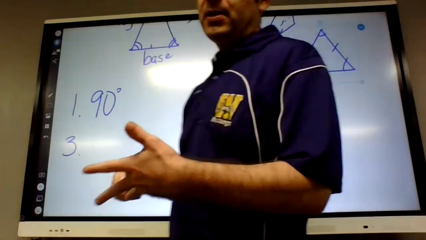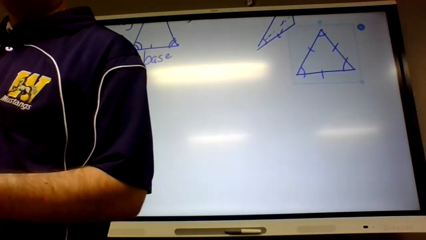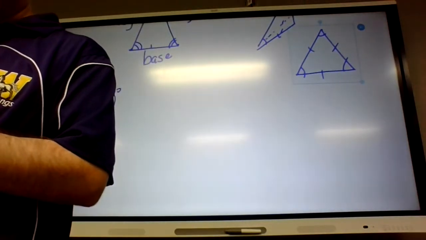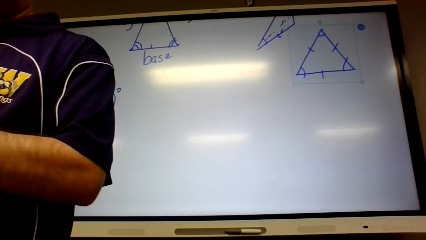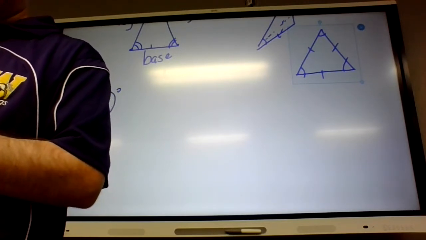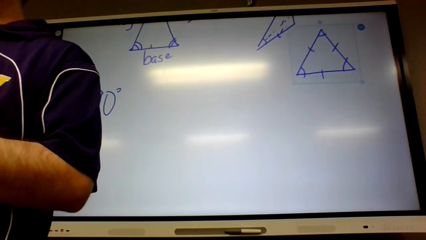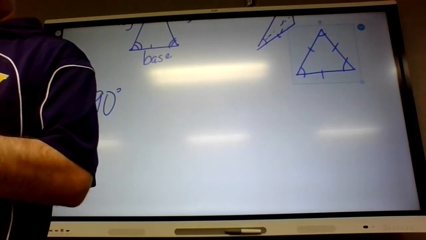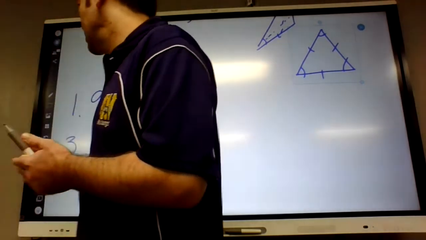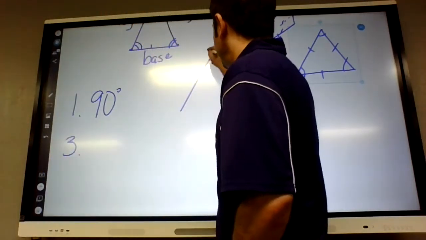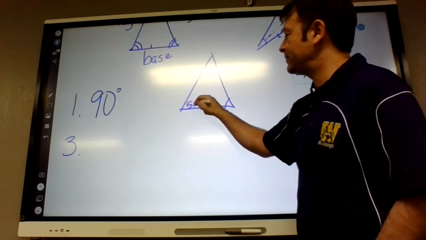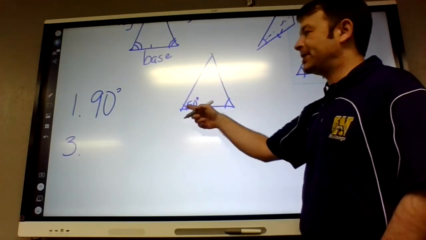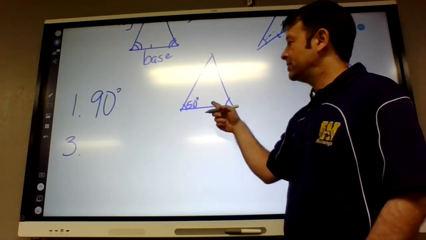Okay. Number three, it says find angle BCD. You see angle BCD? If angle A is 50, would it be 130? No, it would be 50. Basically, they told us this angle right here is what we're looking for, and this angle's 50. We know the base angles are congruent, so they're both 50.